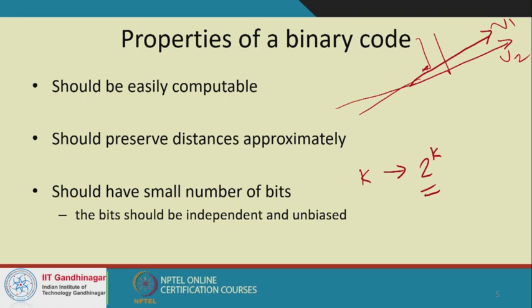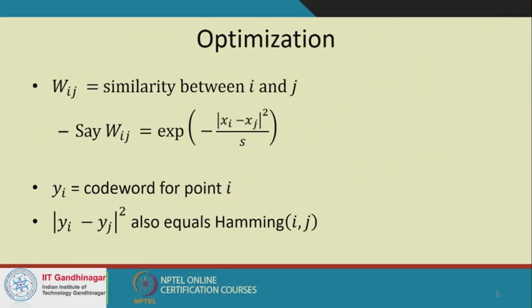Also, it makes sense that we want the bits to be unbiased, which means that for about 50% of the points, every bit should be plus 1, and for about 50% of the points, it should be minus 1. So plus 1, minus 1, or 0, 1. I'll keep referring to both of them.